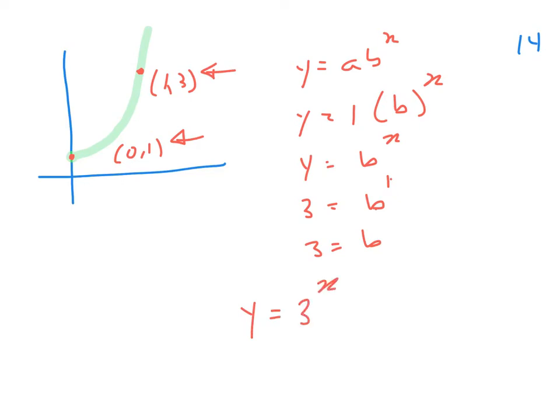So all of those last three equations were done exactly the same way. You just have to pay attention to when x is 0, what's y? Because that is going to be your value for a, because that represents your shift. And then once you've got that, all you have to do is take another point and plug it in for y and x and solve for b, and then you can write your equation.